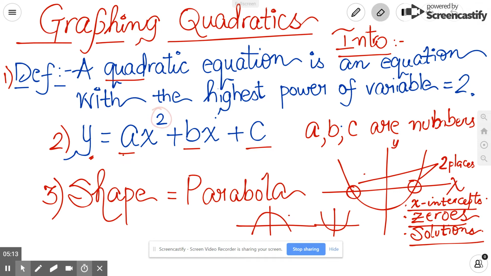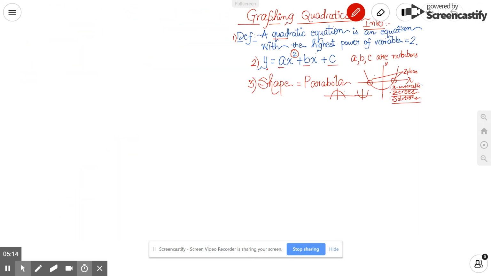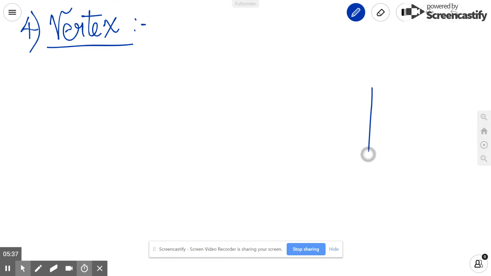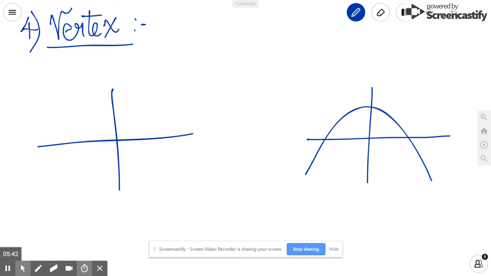So let me clear this page. Point number 4. On point number 4, students, we need to understand other aspects of the graph. So we will look at the vertex. Now, the vertex of a quadratic graph is nothing but the maximum point or the minimum point of the graph.